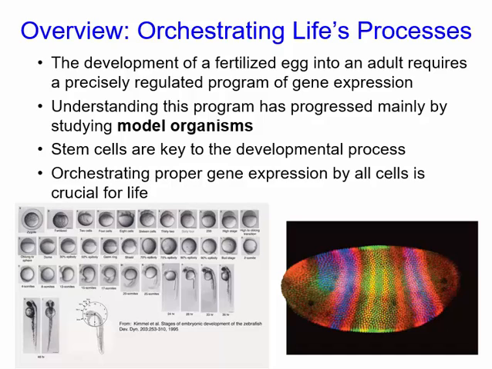Some examples would be fruit flies, so Drosophila. This is the example here you see on the bottom right. And then on the bottom left here is the example of a zebrafish. These are just two kinds of model organisms that are great for studying development.